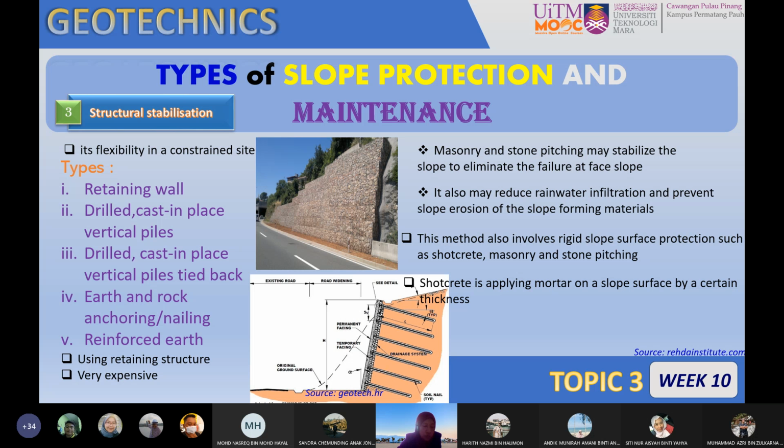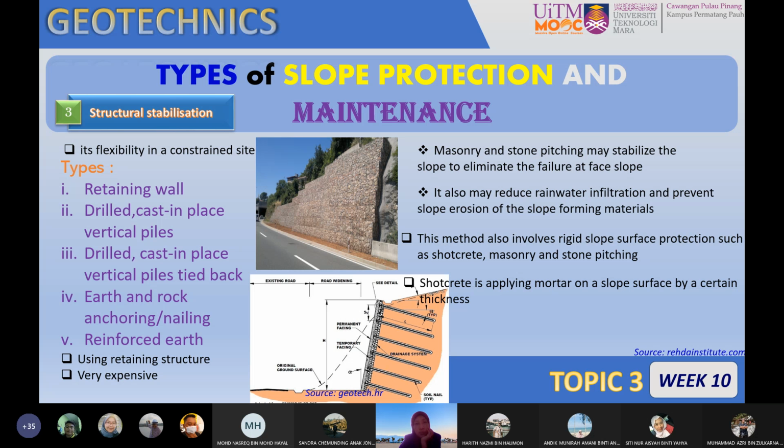Okay, besides the retaining wall, what needs to be done next is masonry and stone pitching, which may stabilize the slope to eliminate failure at the slope face. It may also reduce rainwater infiltration and prevent erosion of the slope-forming materials. This method involves rigid slope surface protection such as shotcrete, masonry and stone pitching, and shotcrete is applying mortar on the slope surface at a certain thickness.